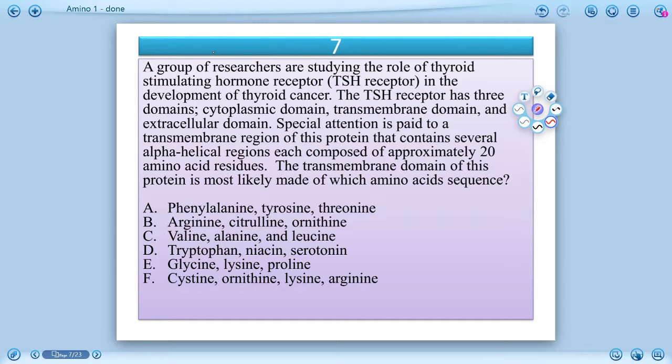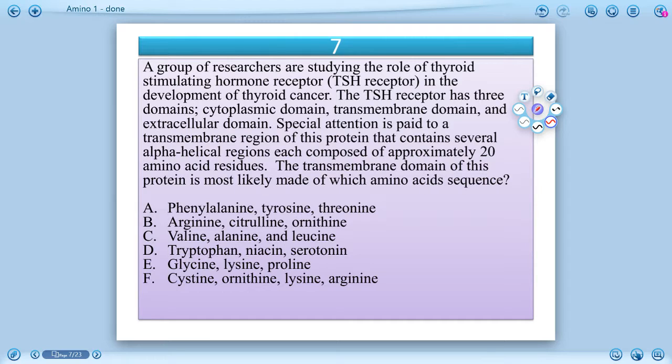See, it's a long question, but who cares? They're asking you the transmembrane part of this protein or receptor is made of what? It should be lipid-soluble amino acids. The transmembrane domain should be lipid-soluble hydrophobic amino acids. We discussed this many times. So you look for them. You should have memorized them.